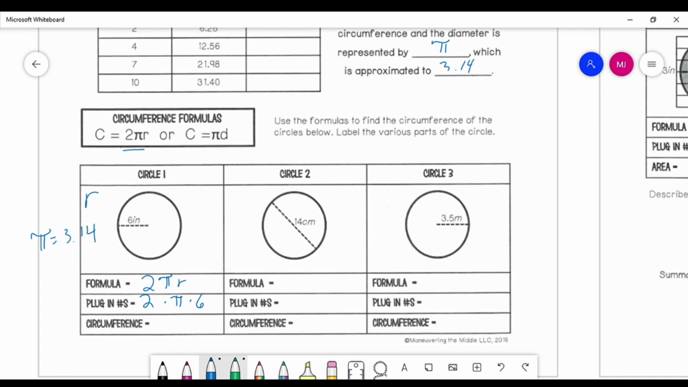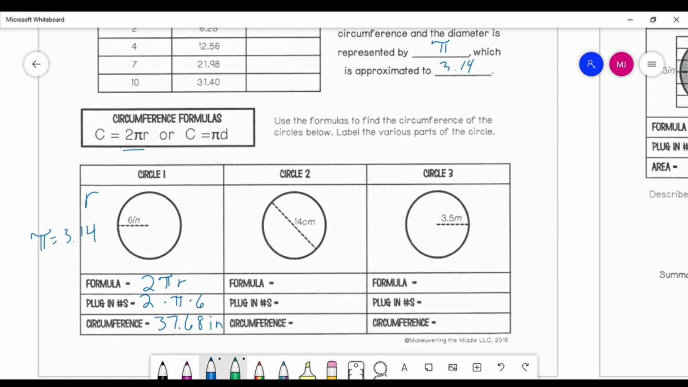Alright, Dakota. I got 37.68. 37.68 inches. Very good. So on this one, remember, it's like you took a piece of yarn, put it around the circle, and then stretched it out and measured it. So the unit is standard. So whether it's inches, centimeters, feet, there's no exponent 2 or exponent 3 or anything like that. It's just the basic unit. That's what circumference has, basic units.